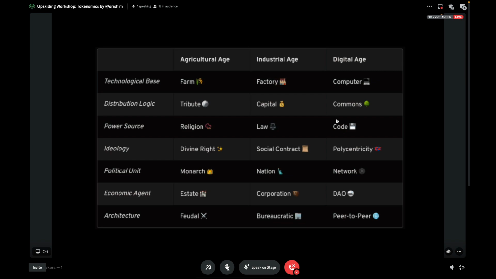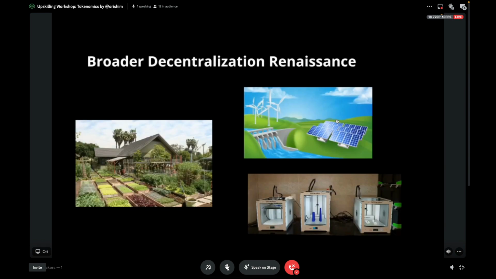I think crypto is the first thing that really gets us all the way to the bottom of the stack. But we're just at the beginning of this new medium, this new design space. So it's very unknown what this new age will look like. And I think there's a broader set of things happening in technology and food, energy, and manufacturing that are also decentralizing the way that we coordinate.